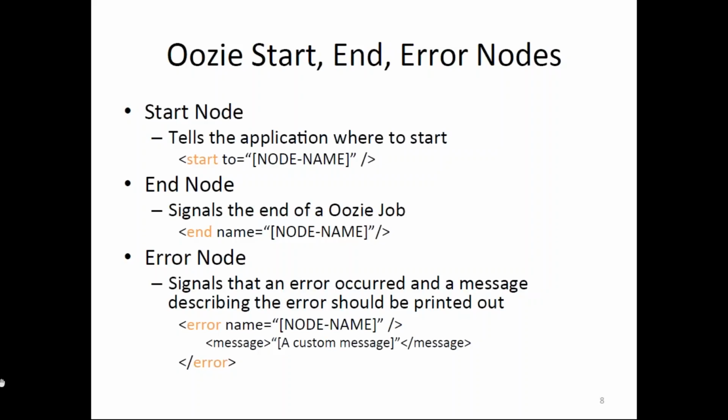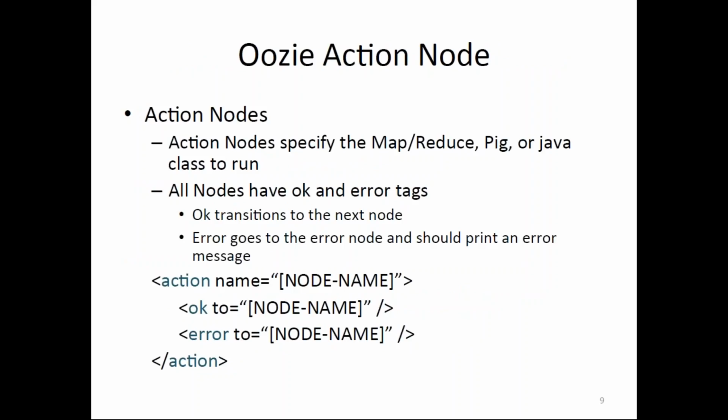There are two important things here. The first one is the action node and the control node. The action node is basically running the real core of Oozie. That means it runs the real MapReduce jobs, a big Java class, or something of that sort. So it has something like OK and error. If the action node is successful, it goes to the OK node. If it has some problem, it will go to the error node.